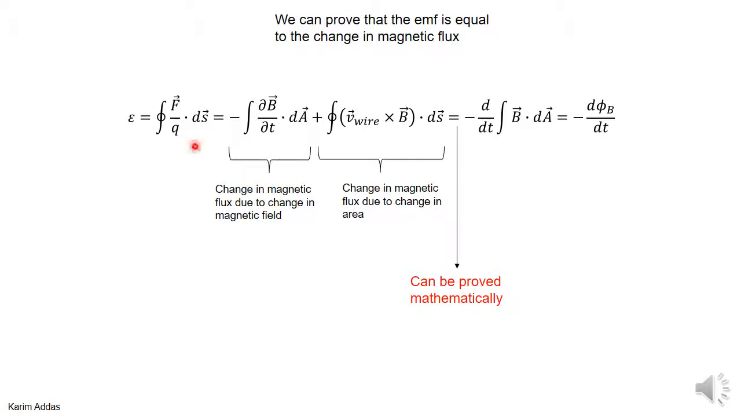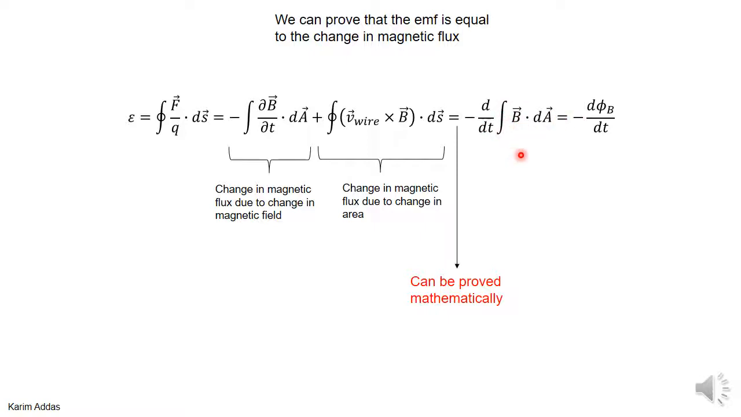So we can then say that the EMF, in the case where you have a change in magnetic field with time and you have wires moving, you have to add these two parts together. Now, it can be proven mathematically that when you add these two things, it's the same thing as taking the negative of the derivative with respect to time of the magnetic flux.